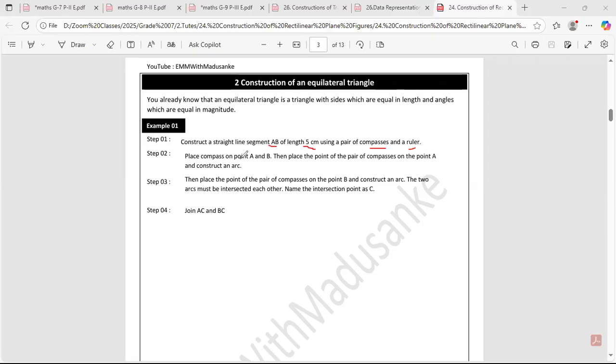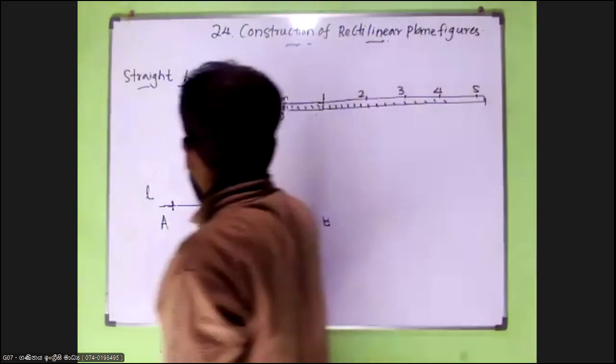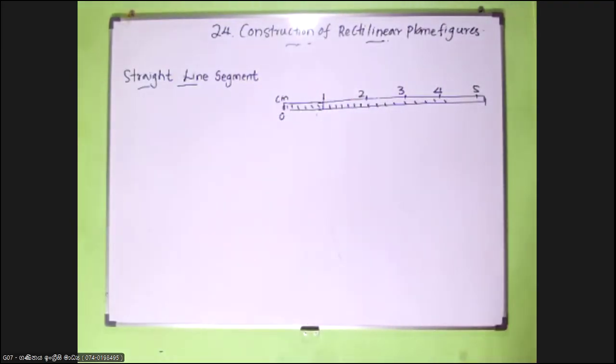Step number 2. Place the point of the pair of compasses on point A and construct an arc. Then place the point of the compasses on point B and construct an arc. The two arcs must intersect. Make it very easy, don't think about this too much. Name the intersection point as C. Then join AC and BC. Okay, now look at the board. I am going to explain it and I will do it on the whiteboard as well.